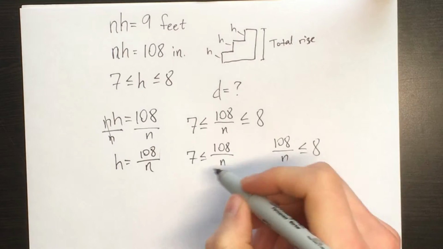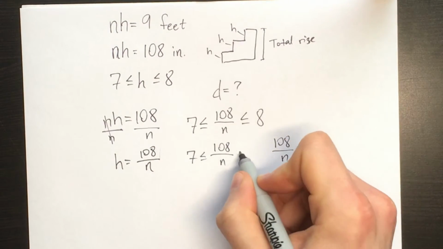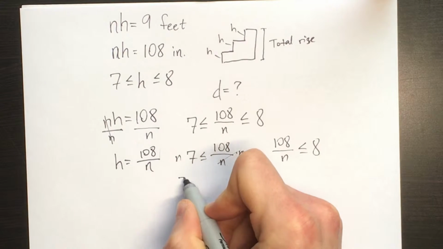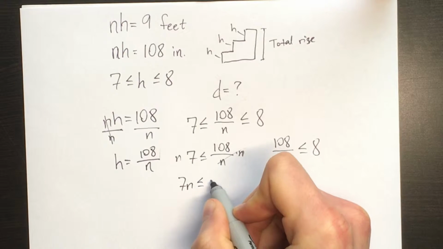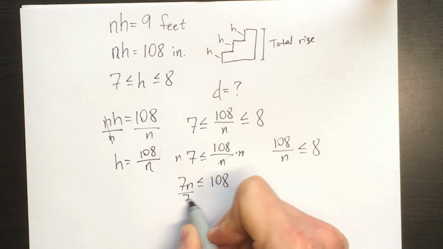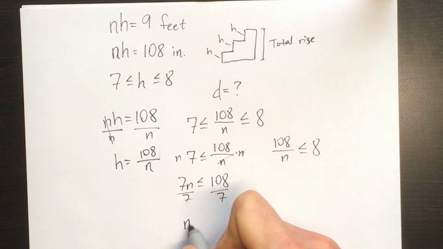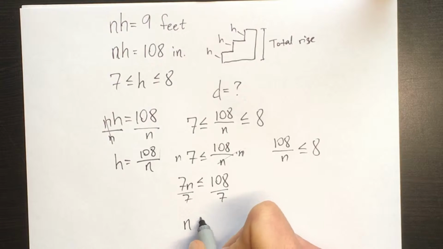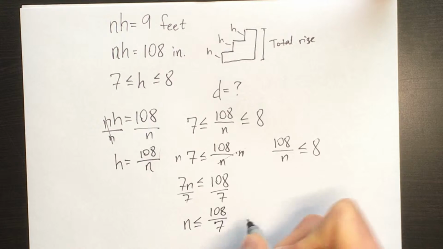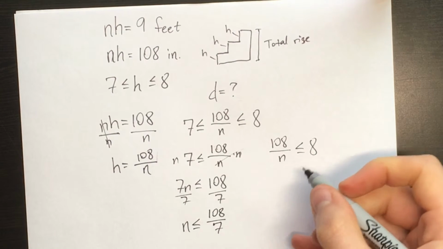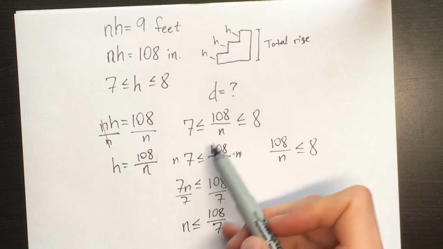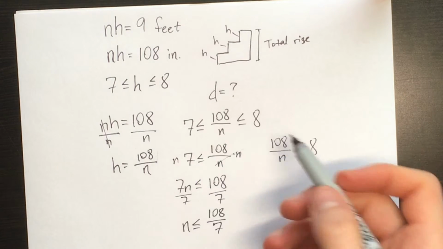So from here, on this one, let's multiply both sides by N so that we can get rid of the fraction there. So we know that 7N is less than or equal to 108. And from here, if we want to solve for N, just divide both sides by 7. So N is less than or equal to 108 over 7. Now let's do the same thing over here. You can figure all of this out without splitting this into two. I just think it's easier to work with and look at.